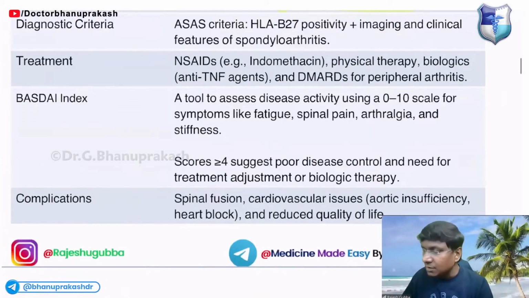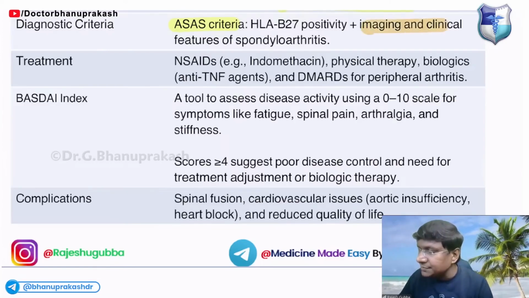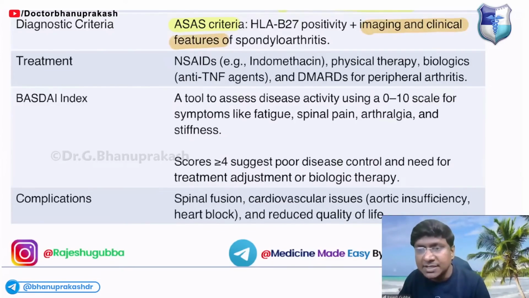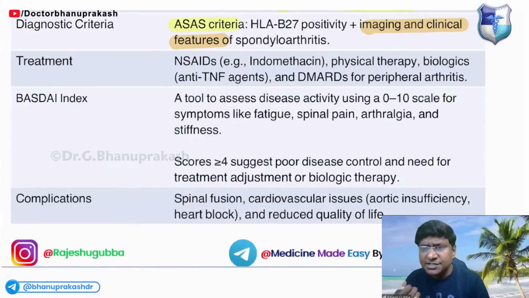And what is the name of the diagnostic criteria? That is the ankylosing spondylitis criteria, in which you should have HLA-B27 positive. Along with HLA-B27 positive, there should be imaging as well as clinical features of spondyloarthritis. What are the imaging features? Same: bamboo spine, squaring of the vertebra, pseudo widening of the joint spaces, right? What will you have in MRI? MRI will show you bone marrow edema. So that should be there on the imaging. What will be the clinical features? That will be low back pain.